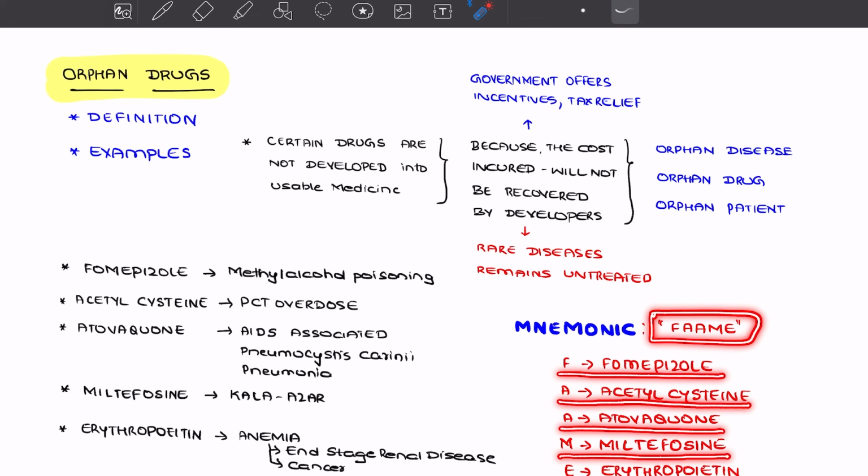So this was the information regarding the orphan drug definition as well as the examples. Please remember the definition as well as the examples. These are very, very important, and this has been asked very, very frequently in your exams.